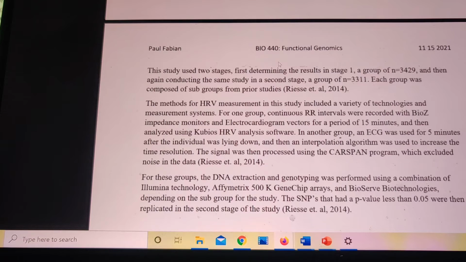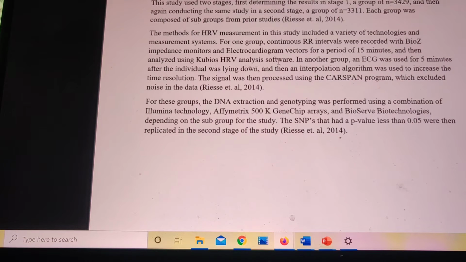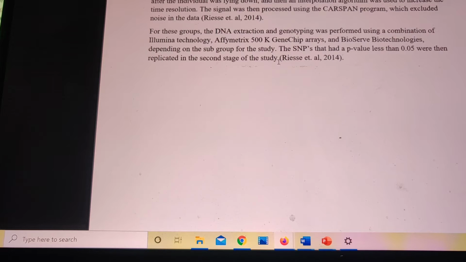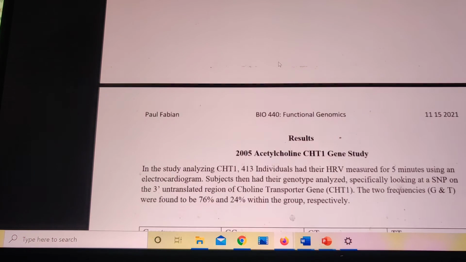And the patient pool for this study was over 6,000 in total and was conducted with a stage 1 group of 3,429 individuals and a second verification stage of 3,311 individuals. The methods for the HRV measurement were slightly different for this second study, as it was composed of different subgroups for both the initial stage and the secondary stage, but the technology used in all of these groups was equivalent or better than the one conducted in 2005.